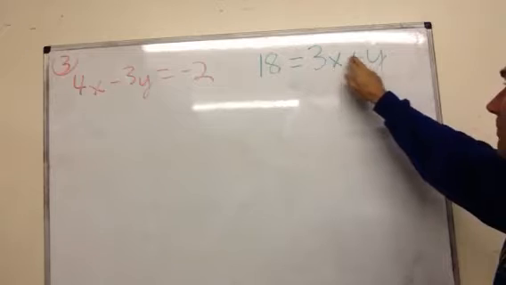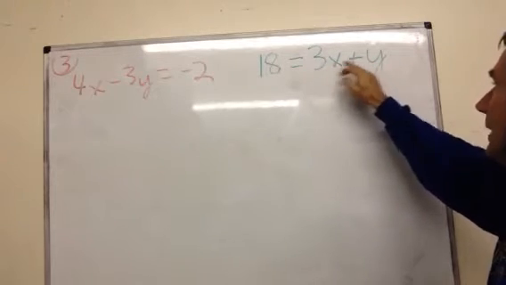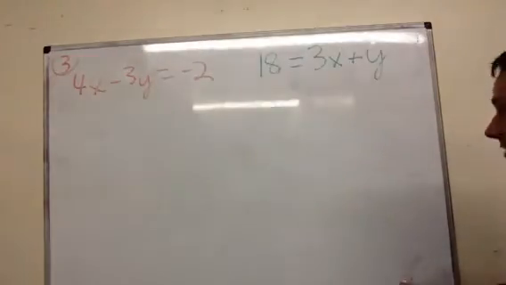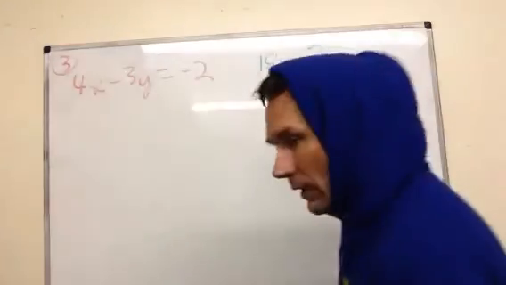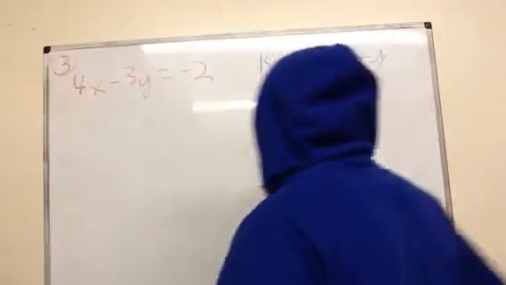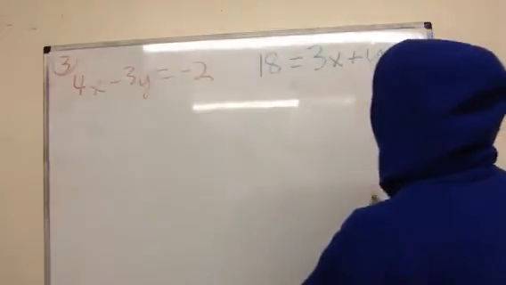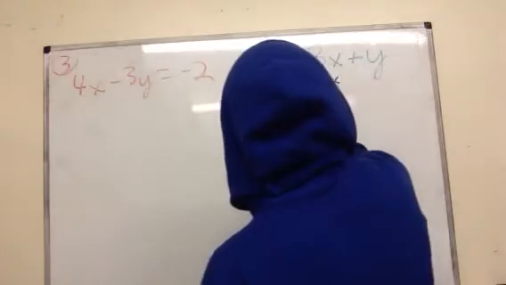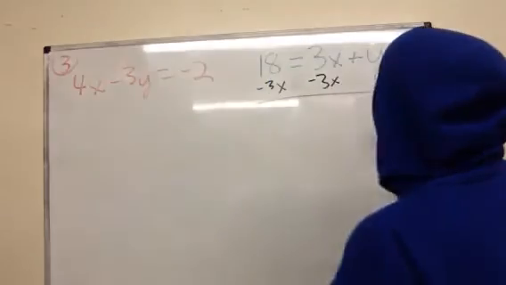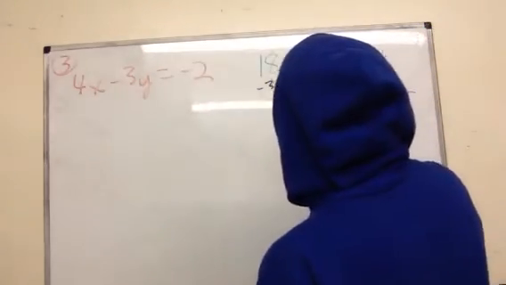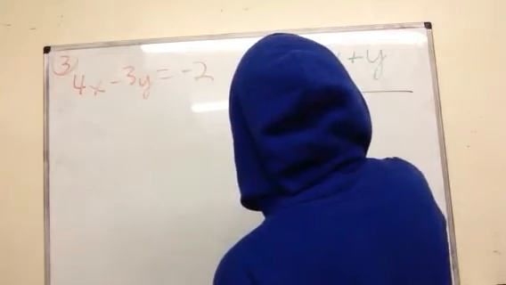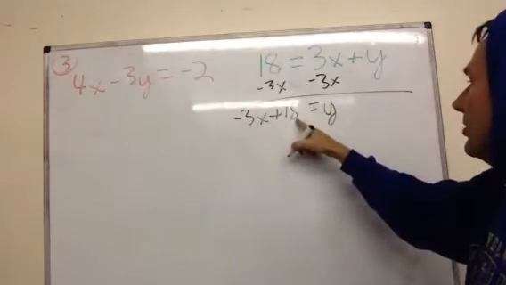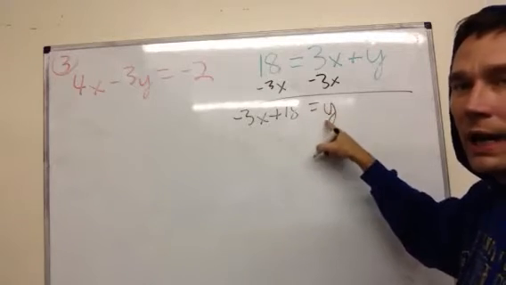Now, what is happening? This is being added. So our first step is adding opposites. So we're going to add opposites here. And this is our first step. Opposite of 3x is negative 3x. And our new equation becomes negative 3x plus 18 equals y.